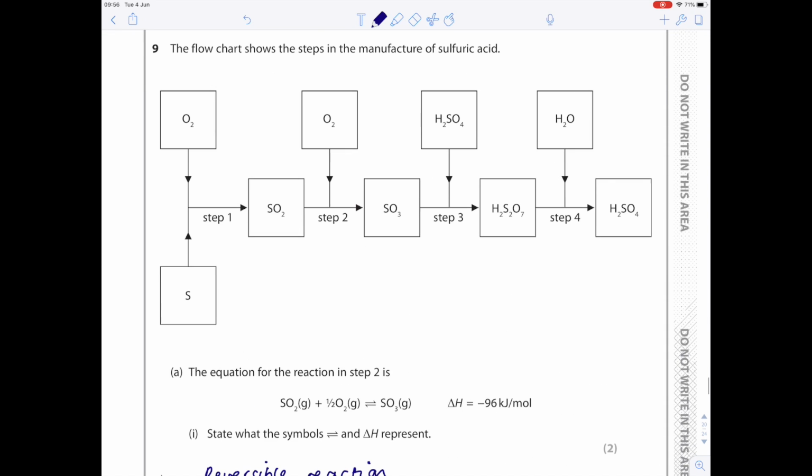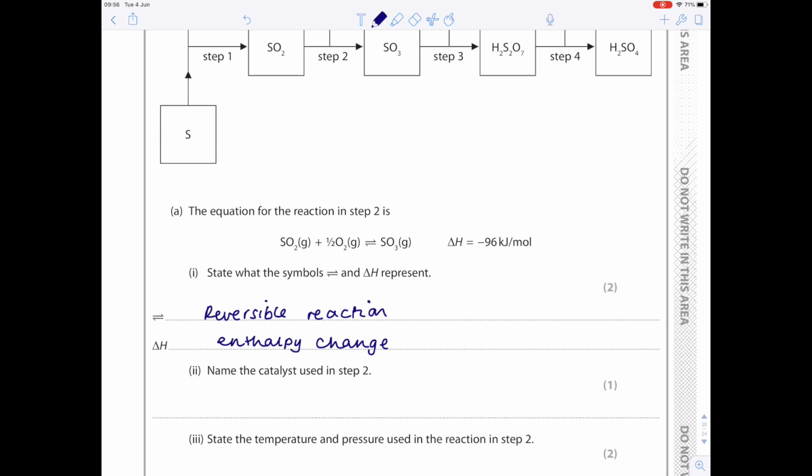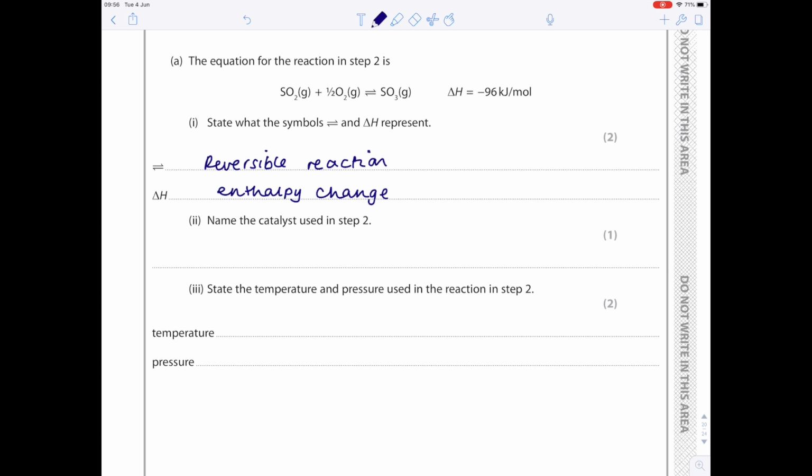Name the catalyst used in step 2. Gosh, they want lots of catalysts in this paper. It's vanadium(V) oxide. State the temperature and pressure used in the reaction in step 2. Again, super specific, 450 degrees Celsius and 2 atmospheres.